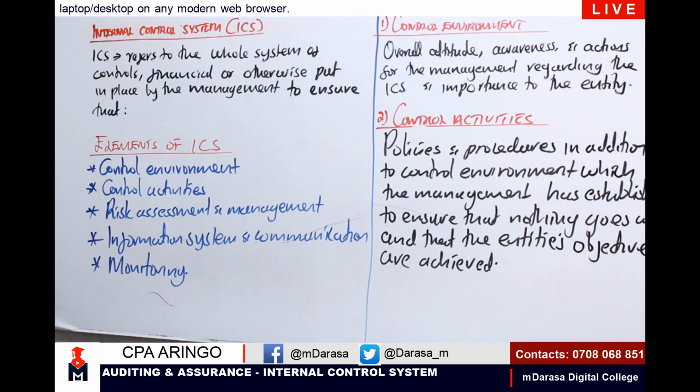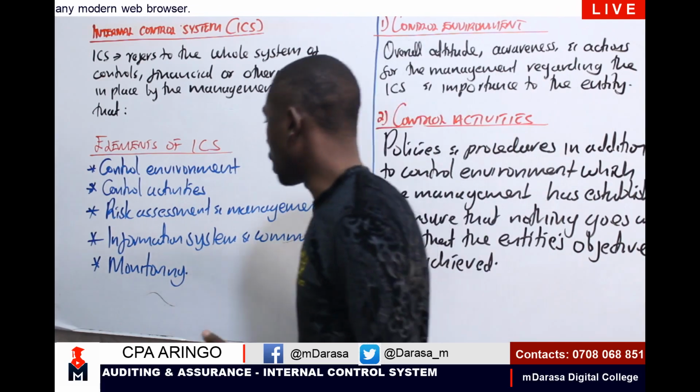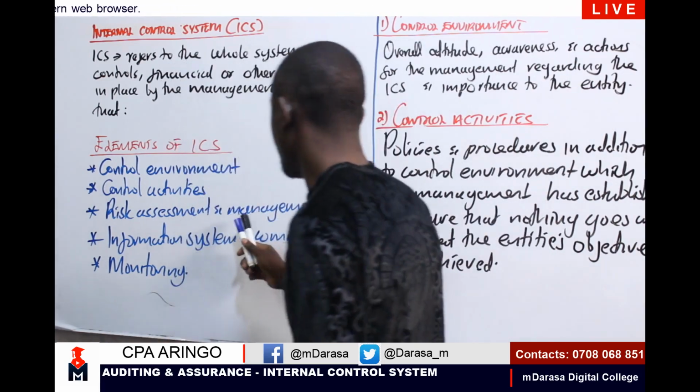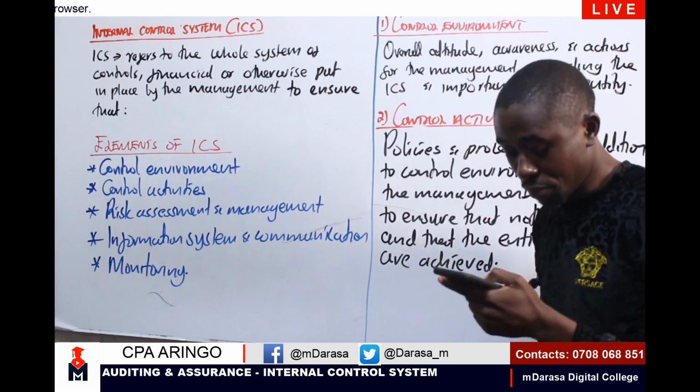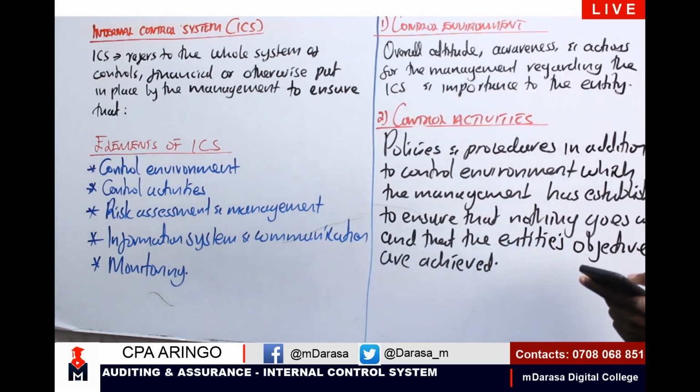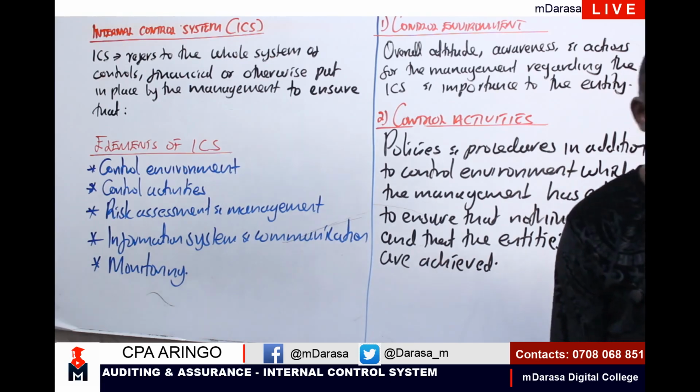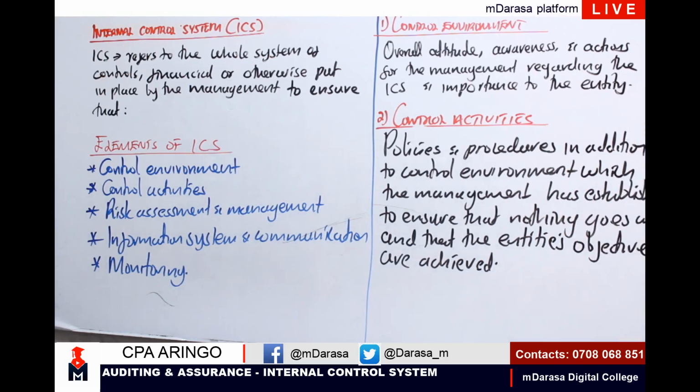Now, the other key element that we should also be talking about at this point, you'll find that it is what you normally term as number three element, that is of course risk assessment and management. Risk assessment and management is also very key in our case. It is a process of identifying situations and events that may prevent the organization from achieving its goals, right?